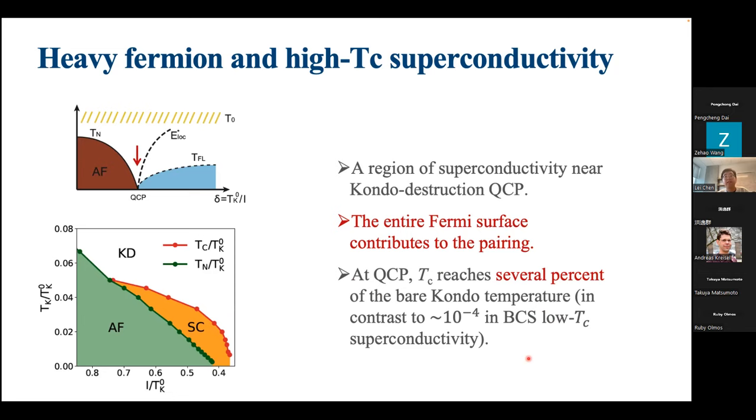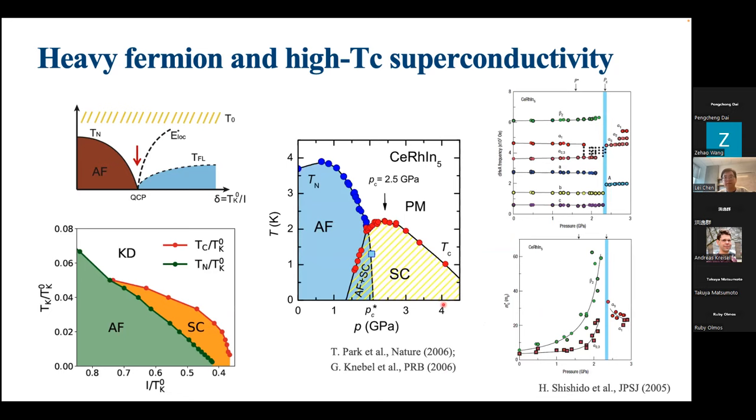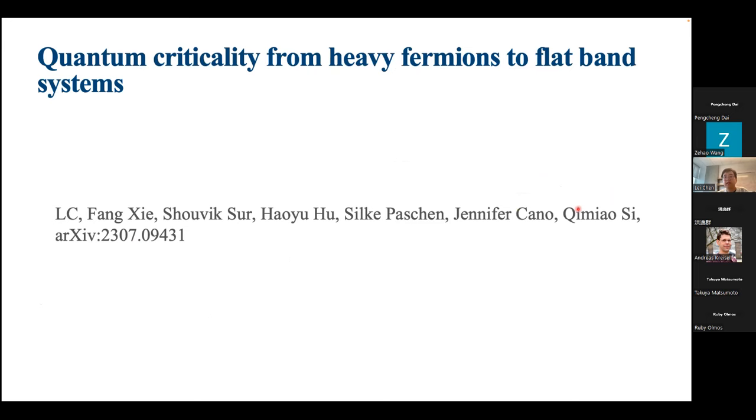We compare our simulations with real experiments, for example, these cerium rhodium indium 5 materials. The transition temperature here also reaches several percent of the Weiss-Kondo temperature. Another important feature of this quantum critical point is the sudden jump of the Fermi surface, which can be detected by quantum oscillation measurements. Above, we discussed the influence of quantum criticality in this heavy fermion compound. But what about flat band systems? Can we have a similar mechanism for quantum criticality that also appears in these flat band systems?